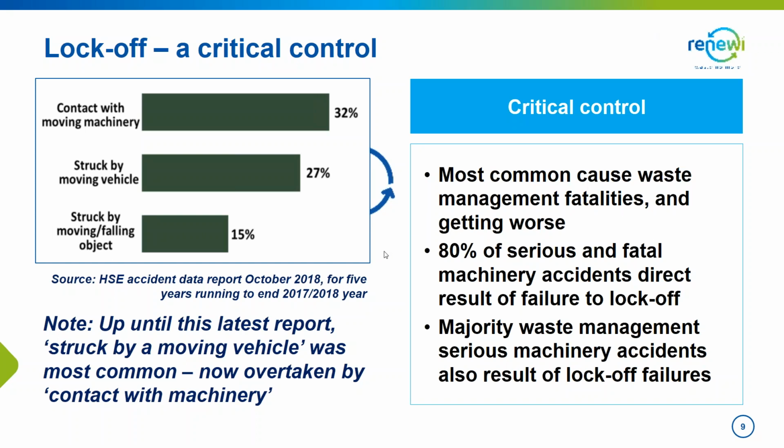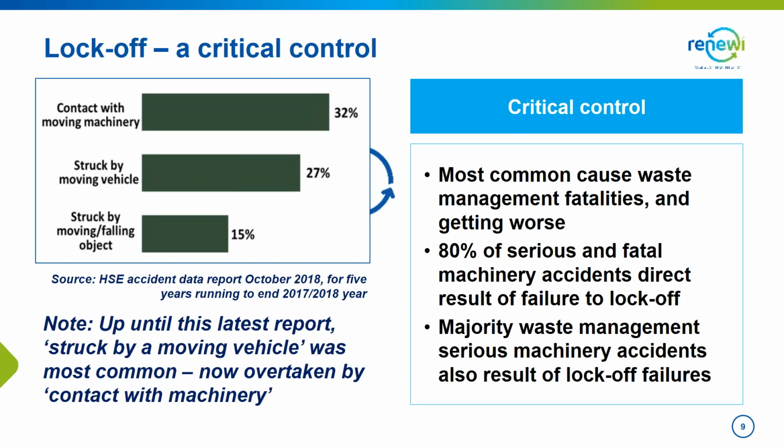Yes, to an extent, both those people who clicked on contact with moving machinery and struck by a moving vehicle are both correct. Over the past 15 years or so, the HSE has produced regular statistics updates on accidents in waste management. And until the latest one, which was released last month, struck by a moving vehicle, so that's pedestrians being struck by trucks and mobile plant, was the most common cause of fatalities. But this year, for the first time, contact with moving machinery has moved into the lead. So as of now, contact with moving machinery is the most common cause of fatalities in waste management.